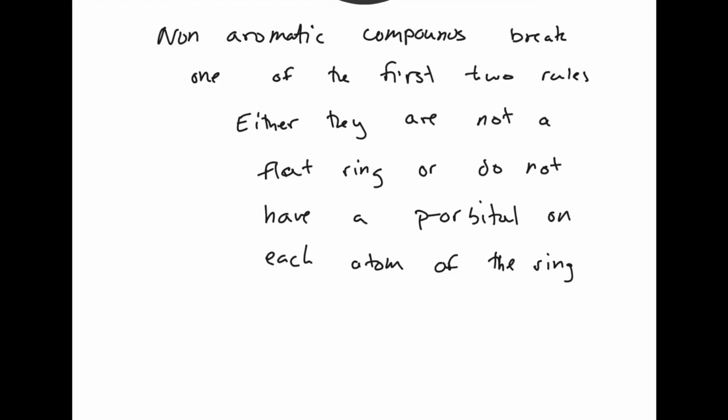So a lot of times a compound that could be anti-aromatic will twist itself or fold so that it's not a flat ring anymore. So it breaks the first rule. So it doesn't have to be anti-aromatic. This is why I tell you guys to just assume everything I draw is a flat ring. And here's why. Here's the quintessential example.